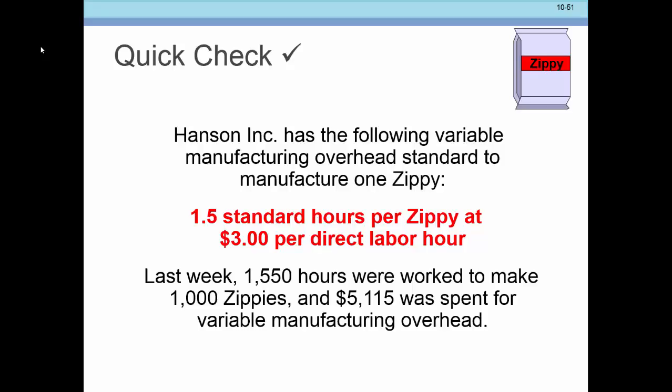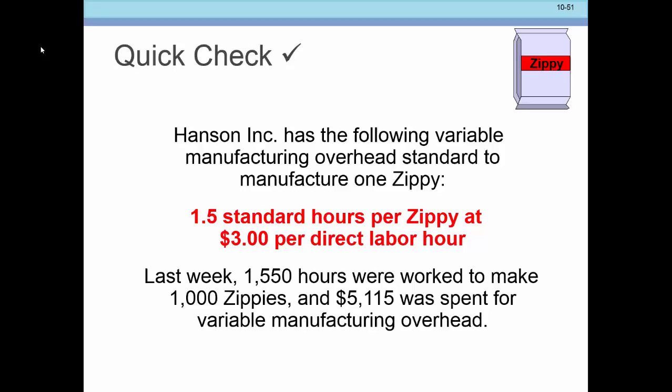Standard is 1.5 times 1,000 zippies, right? So what's that, 1,500? So that's a negative 50 times 3, right? Negative 150. Unfavorable. Negative 150 unfavorable. Good.